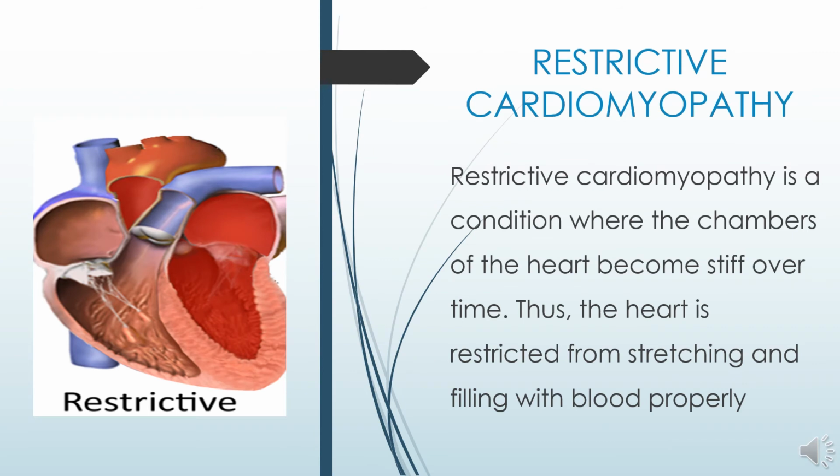So we have finished the second category of cardiomyopathy, that is hypertrophic cardiomyopathy. And now let's move on to the third category, that is restrictive cardiomyopathy. At first, let's see the definition. Restrictive cardiomyopathy is a condition where the chambers of the heart become stiff over time. Thus, the heart is restricted from stretching and filling with blood properly.